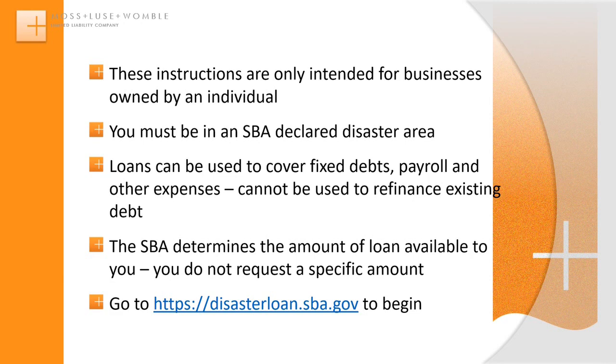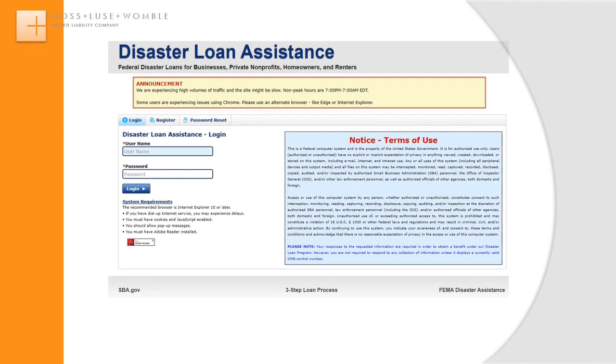In order to get started on the loan, you need to go to disasterloan.sba.gov to begin the application process. So let's get started. Once you go to the website, you will find yourself with a screen that looks like this. This is fairly simple, really nothing much here to do, but when you first go to get started, you want to register an account. So you'll hit the register button.